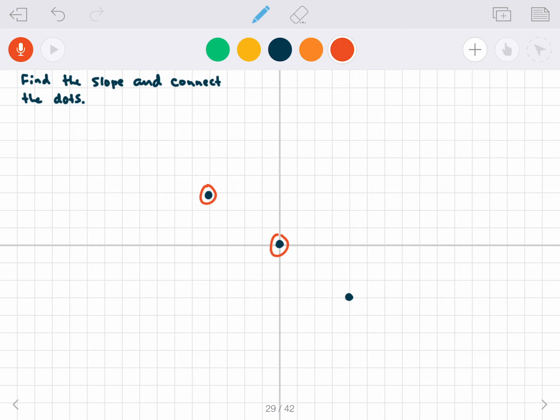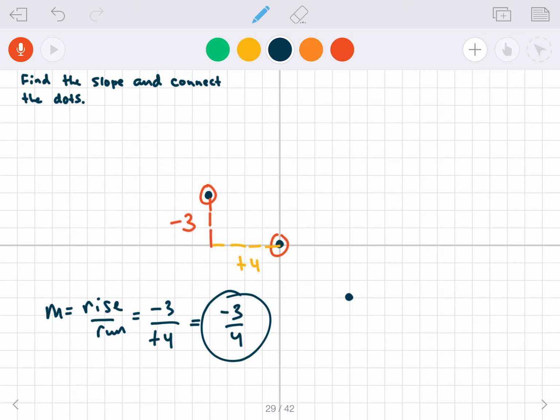So I'm rising down 1, 2, 3 to get level. So I went down minus 3. And then I'm running 1, 2, 3, 4 to the right. So I went plus 4 to the right. So my rise over run, my slope, is negative 3. I went down 3, and then I went to the right 4. Now a negative divided by a positive is a negative, so my slope is negative 3 over 4. We expect it to be negative because if we put a guy on here, he's walking down the mountain.